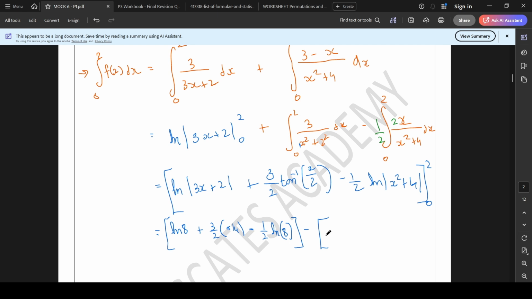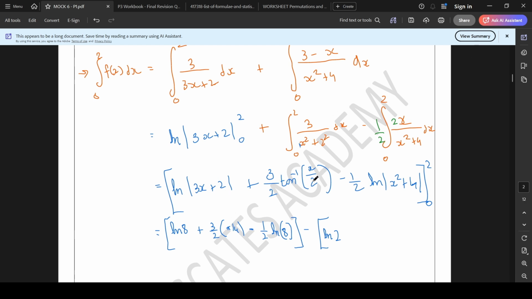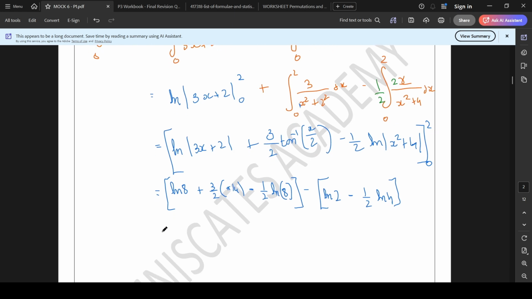If I put 0, I'll be getting ln 2. Then tan inverse of 0, of course, is going to be 0. So you don't need to write anything over here. Then minus half ln 4. Now you can simplify this as much as possible. So this will become ln 8 minus half ln 8.